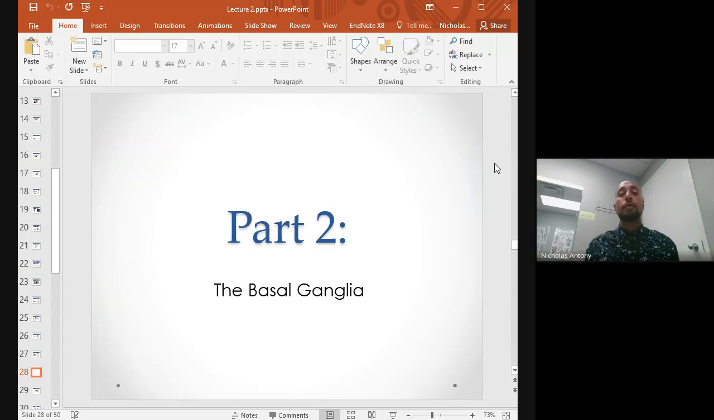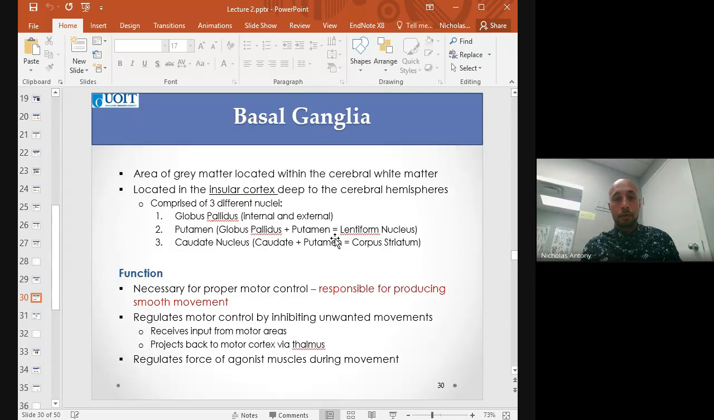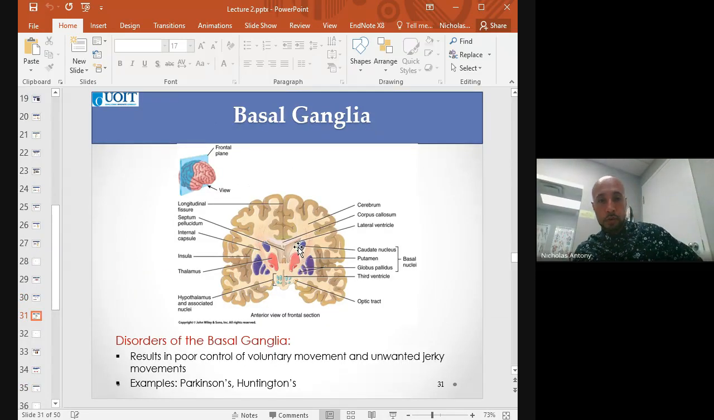The next thing that we're going to talk about is the basal ganglia. Has anyone ever heard about that before? The term basal ganglia means a collection of cell bodies. Here we can see what it looks like. It's located in the brain. So let me go up a slide. Can you guys see how, in purple here, this would be what the basal ganglia looks like.